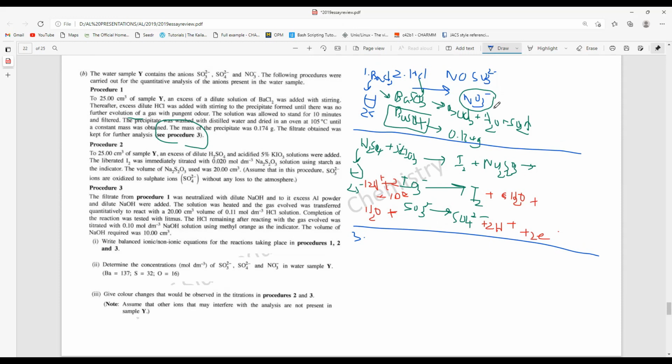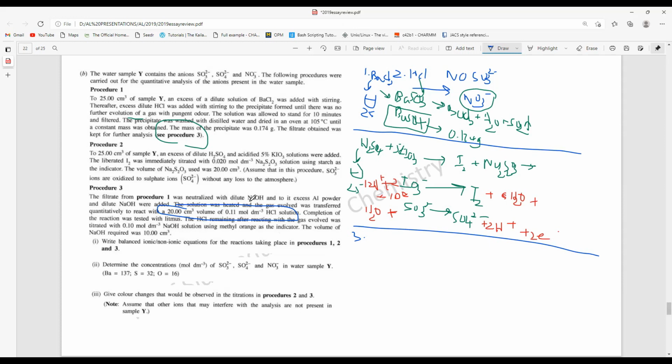And the solution was heated and the gas was evolved. The gas evolved was transferred quantitatively to react with 20 cubic centimeter of 0.11 M HCl. So this was passed through this amount of HCl, and some of the gas that is coming out from this particular reaction is going to react with HCl. And then the remaining HCl is going to react with NaOH. So first thing is you need to understand what is actually happening here.